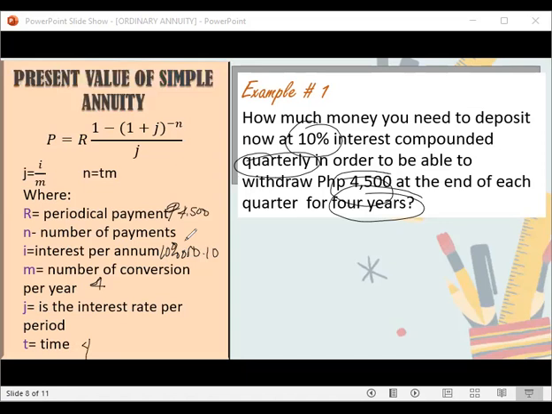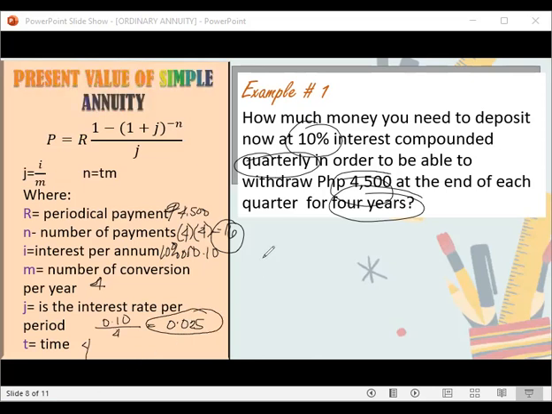4 na taon. So, para makuha natin si N, T, ano ba yung T ninyo? 4. Ano ba yung M ninyo? Or number of conversion per year is also 4. So, 4 times 4 is 16. So, yung N natin ay 16. Next, doon naman tayo sa J. So, J is I over M. So, 0.10 divided by 4. The answer is 0.025. So, ayan. Complete na po natin yung given.